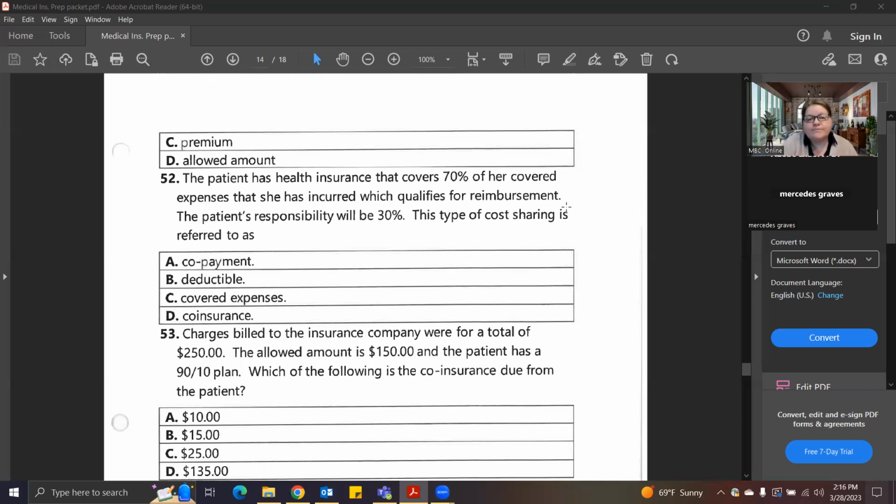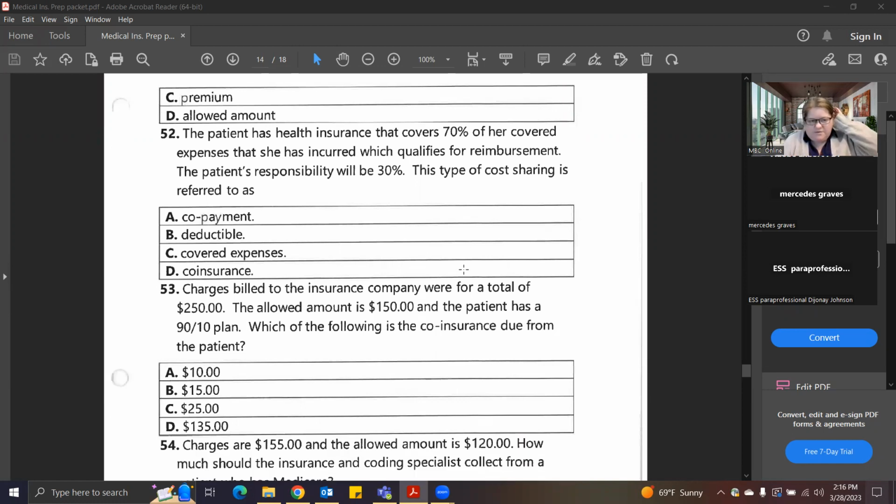Patient has health insurance that covers 10% of her covered expenses that she has incurred, which qualify for reimbursement. The patient responsibility will be 30%. Patient. Would that be insurance again? Yes, ma'am. You got that exactly right. That's coinsurance again. Anytime we start talking about 80/20, 70/30, the amounts that are insurance's responsibility and patient responsibility, we're referring to coinsurance.